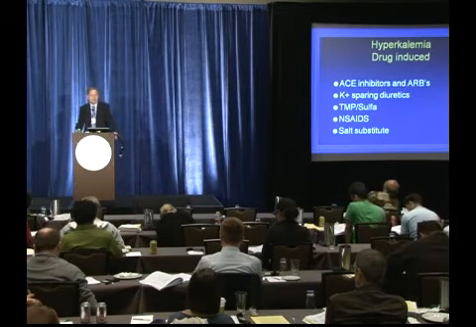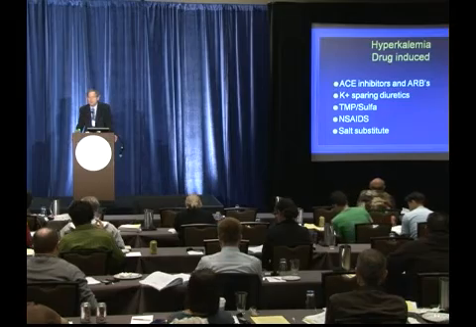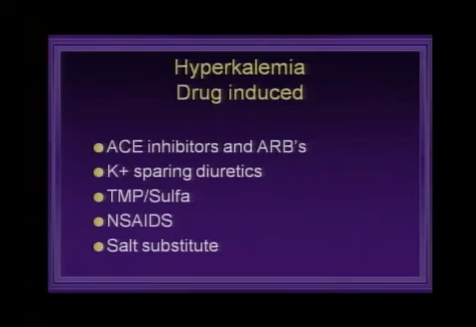So our drugs that cause hyperkalemia, ACE inhibitors and ARBs, we know that since the publication of the RALES study in the late 90s, we've had a 5-fold increase of patients hospitalized for hyperkalemia because we're putting a lot of people on spironolactone on top of an ACE inhibitor. So that leads to a lot more hyperkalemia. So potassium-sparing diuretics like spironolactone, eplerenone, trimethoprim sulfa, NSAIDs, and then remember, salt substitute is potassium.